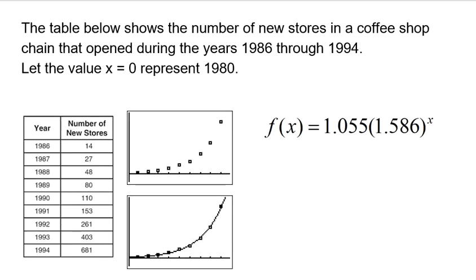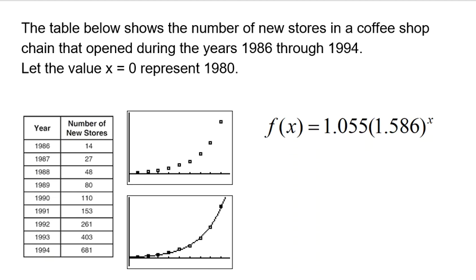So let's look at 3 examples of models, that way you get a feel for them. So here is a table that shows the number of new stores in a coffee shop chain that opened during the years 1986 through 1994. So we have years, 1986 all the way through 1994, and this is how many stores there were of a particular coffee shop chain. So in 1986, there were 14 new stores. In 1990, there's 110 new stores. In 1994, there's 681 new stores.